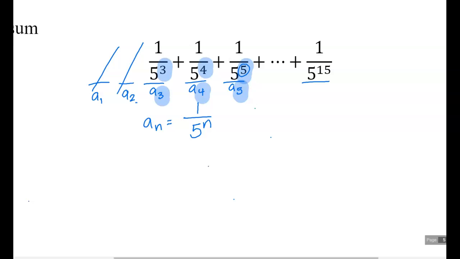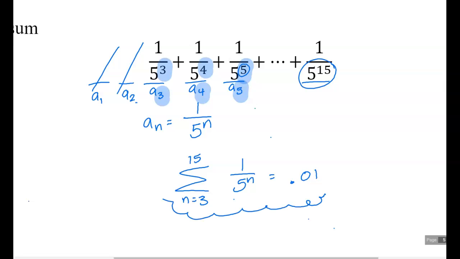So then when I'm writing my sequence, now remember I said I'm going to start on term 3. What term number do you think I'm ending on? Yeah, I go to 15. So then, when I plug this in my calculator, I actually just get 0.01. Any questions on that one?